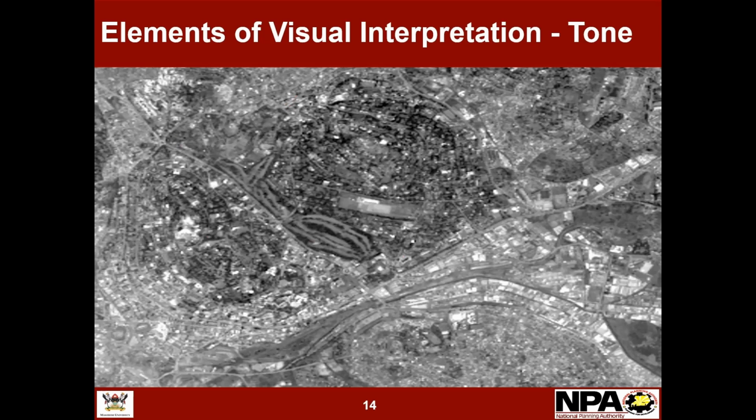But the point that we want to emphasize here is the fact that we are able to distinguish our different features because of the differences in tone. Whichever band you work with, certain features will have higher reflectance than others. For example, if we were dealing with near infrared, your vegetative surfaces will be a lot brighter than your buildings and everything else.